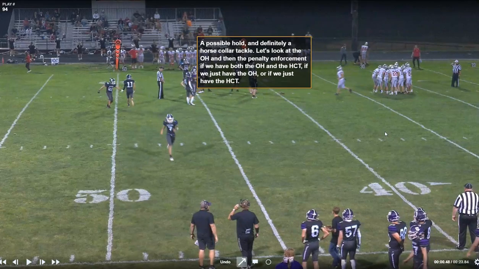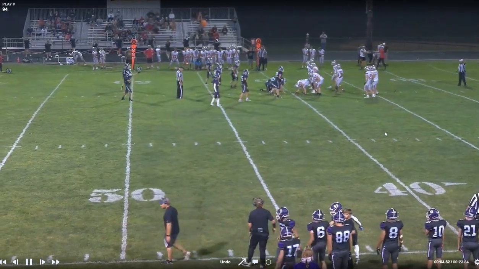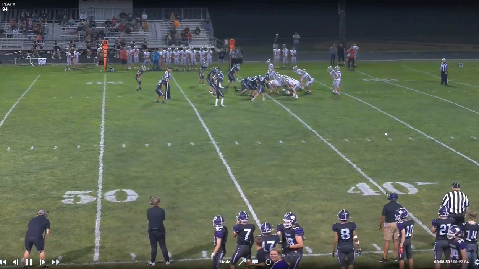Next play. We've got a possible hold. We definitely have a horse collar tackle. So we're going to take a look at this hold. We're going to take a look at the horse collar tackle. Then we're going to talk about the enforcement of if we have one of the penalties, if we have both the penalties, if we have neither. So let's take a look here.